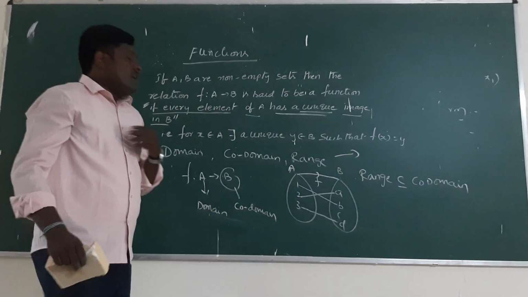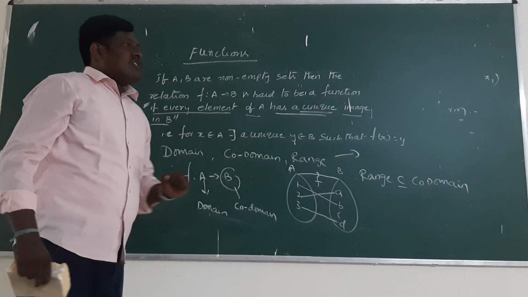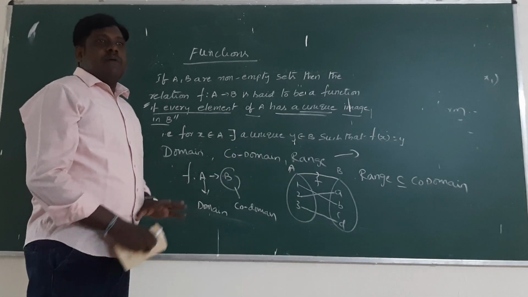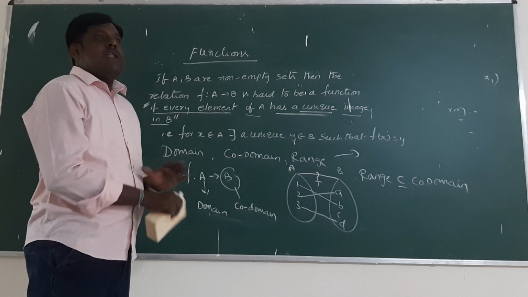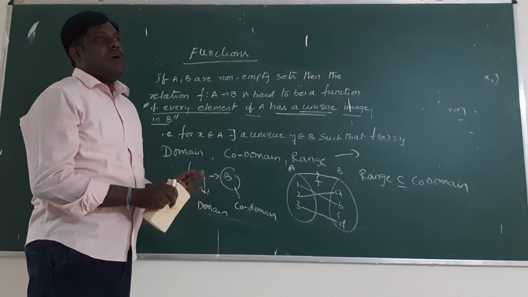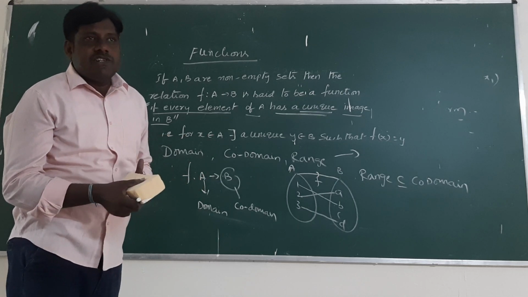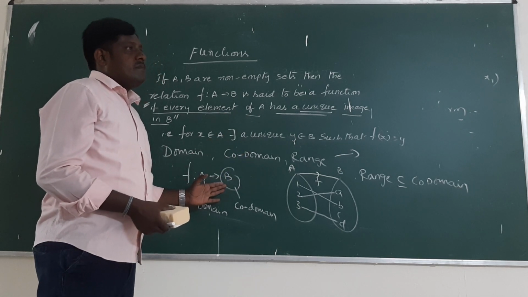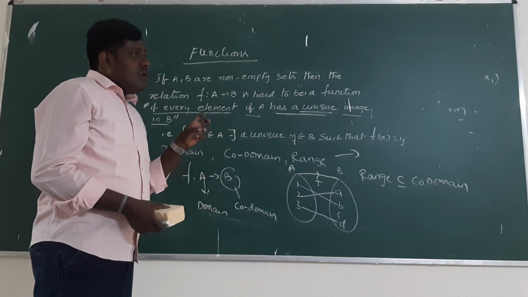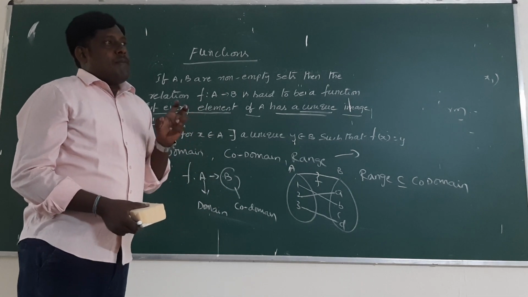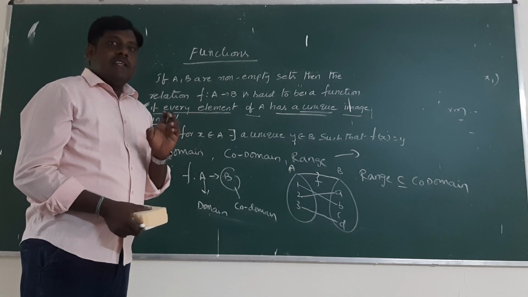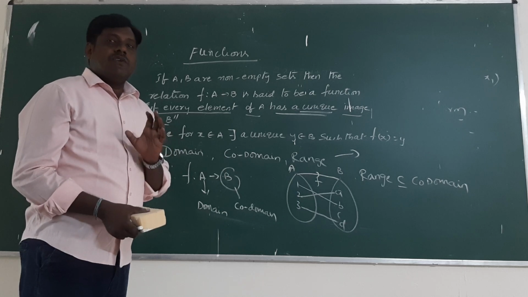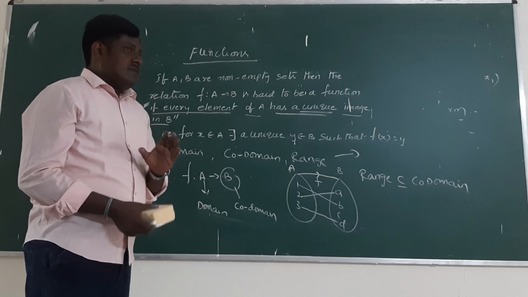Is it clear? Domain, codomain and range. Domain is nothing but the set of all elements in the set A. The first set is called the domain and the second set, that means B, is called the codomain. Range is nothing but the elements which are mapping or assigned in the set B. Those elements are called the range. Okay?